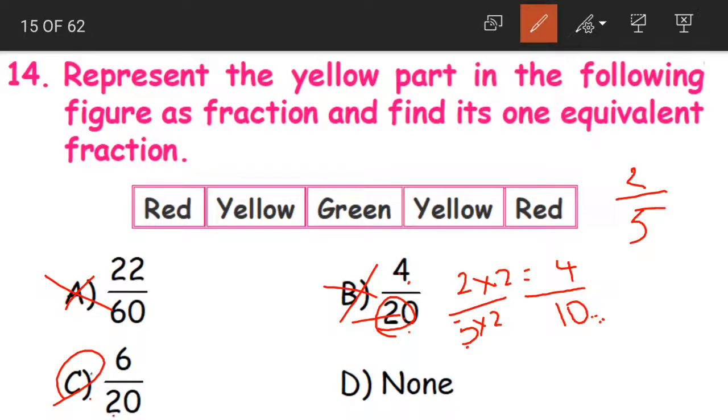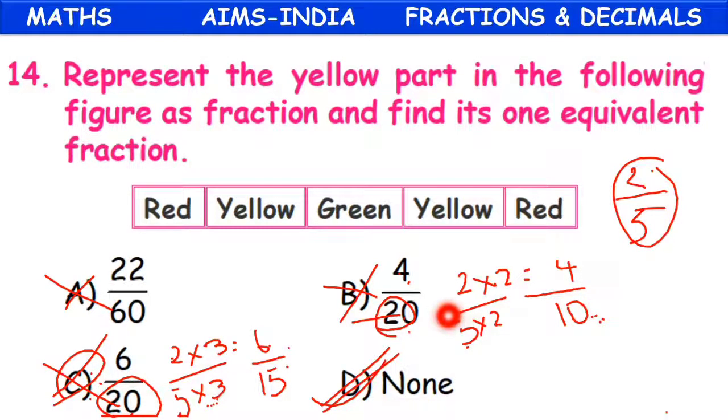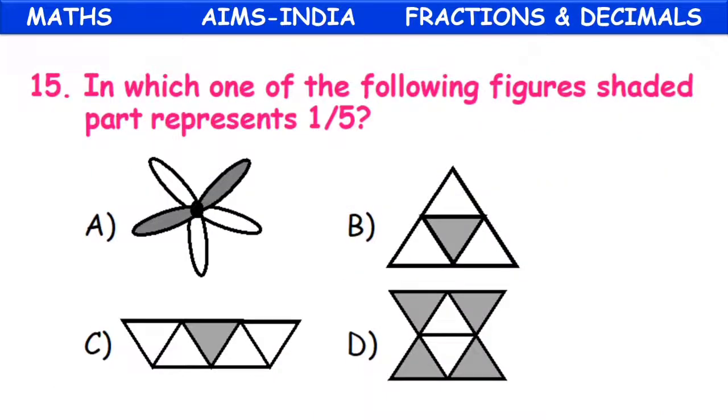Coming to option C, 6 by 20. Again, how will we get 6, children? 2 into 3 is equal to 6. So the denominator is also to be multiplied by 3. 5 into 3, 15. But here we are having 20. So option C is also not the equivalent fraction for the given one. Option D, none, becomes the correct answer. That means out of the given options, no option is the equivalent fraction for the given part. Understood? So option D, none, is our correct answer.